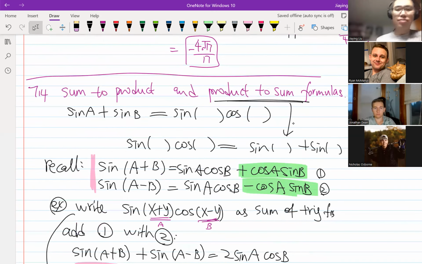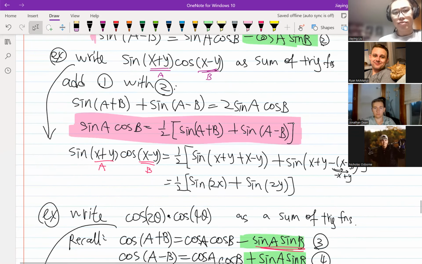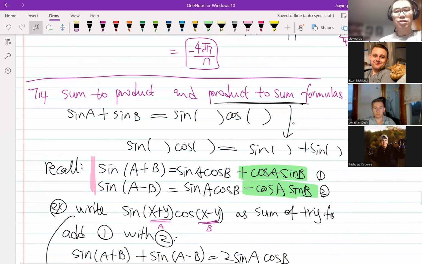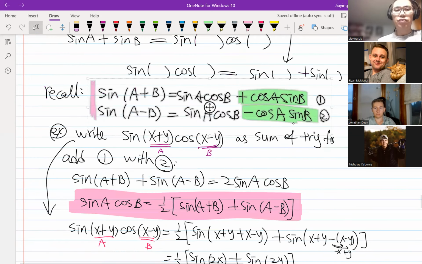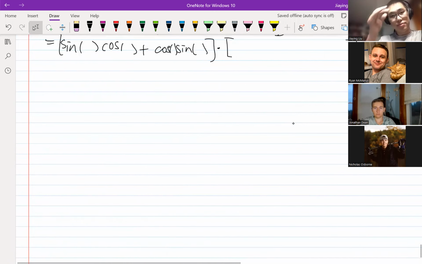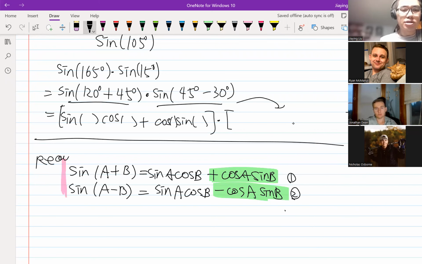Maybe I'll just put it above here. Actually, let me write it down at the end. Wait a minute. Let me copy this. So if we continue with equation 1 and 2, recall we had this. That's equation 1 and 2.